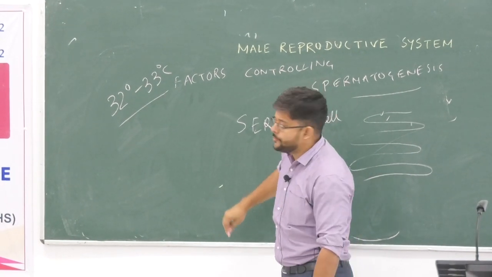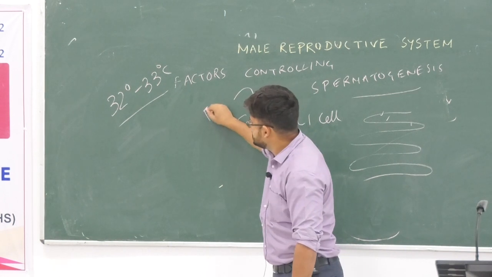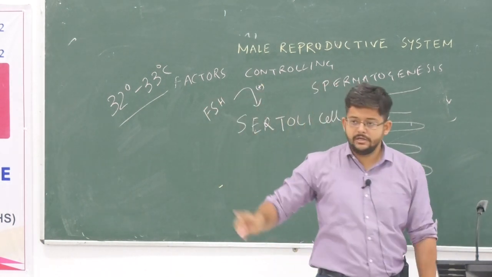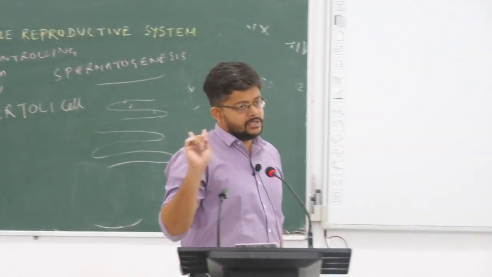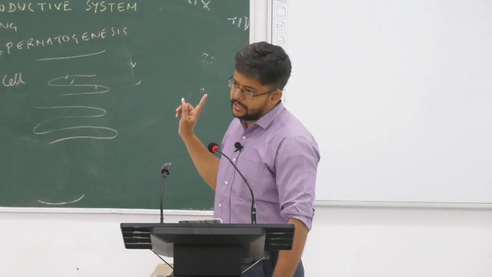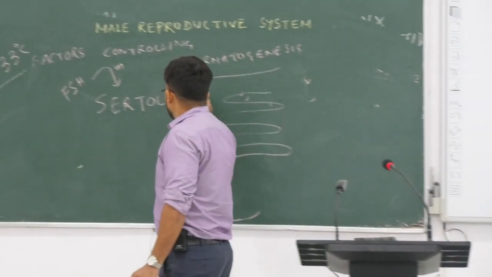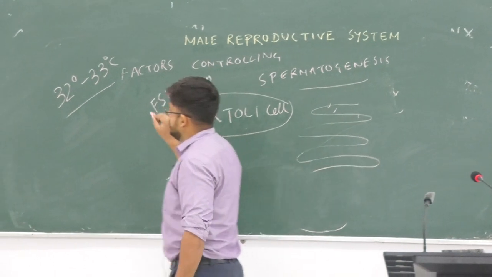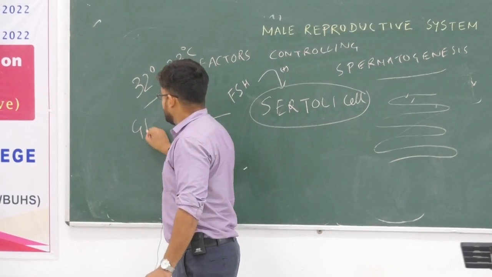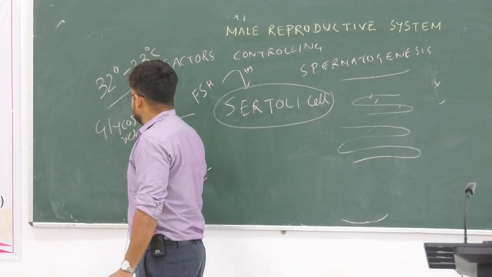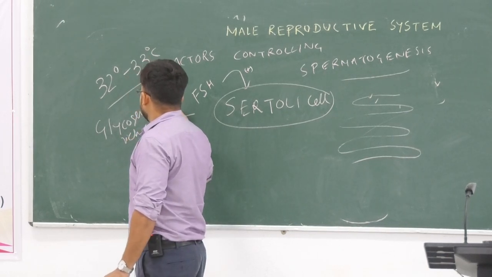And Sertoli cell এর উপরে কে কাজ করে? FSH. First thing. Biological factor এ first is coming the Sertoli cell, and Sertoli cell এর উপরে কাজ করছে হচ্ছে FSH. So what are the functions of Sertoli cell? Number 1, আসছি glycogen rich content. Glycogen rich content.